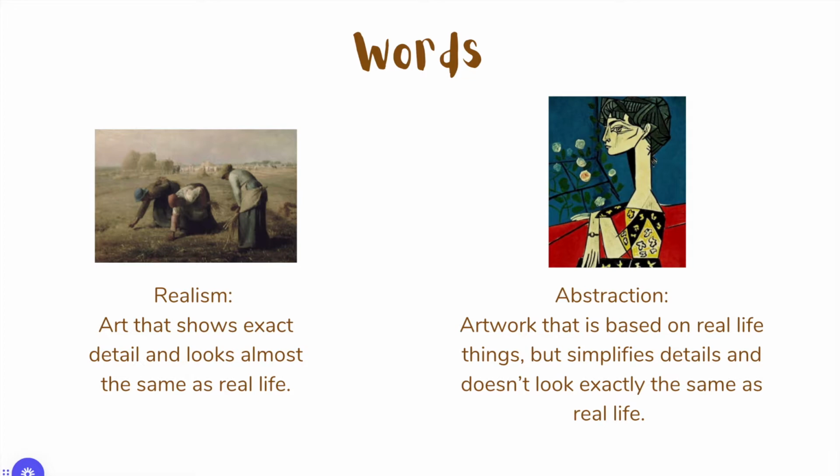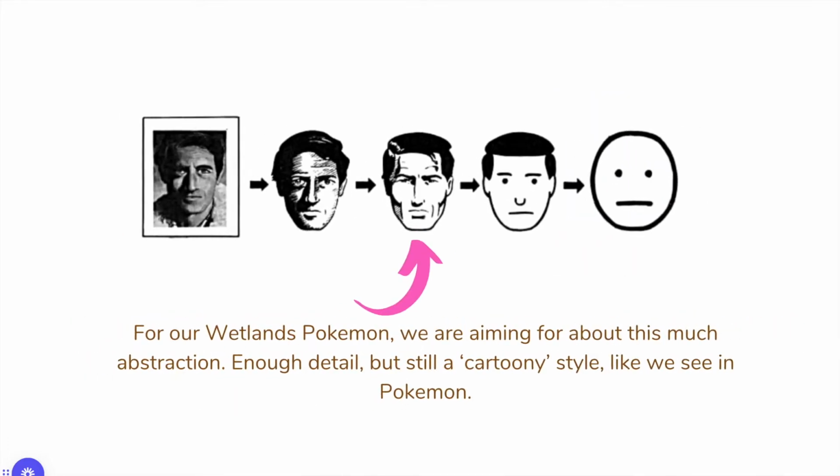And then on the other side, we have abstraction. So that's artwork that is based on real life. So we see this as a picture of a woman, but it simplifies details and it doesn't look exactly the same as real life. So our goal with this assignment, we're not looking for realism, like far left picture here.